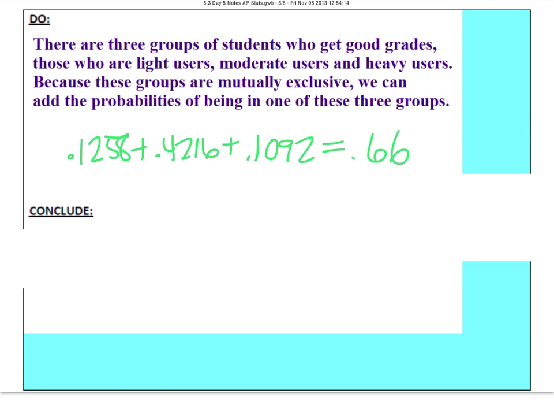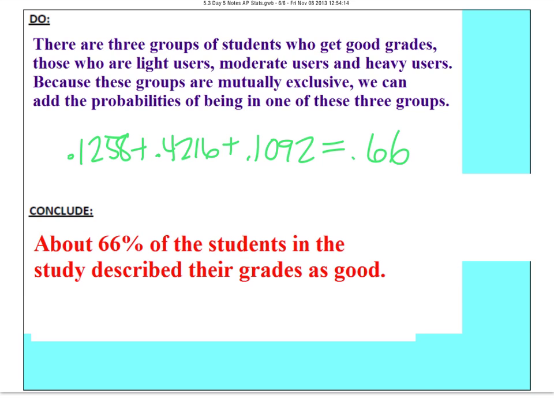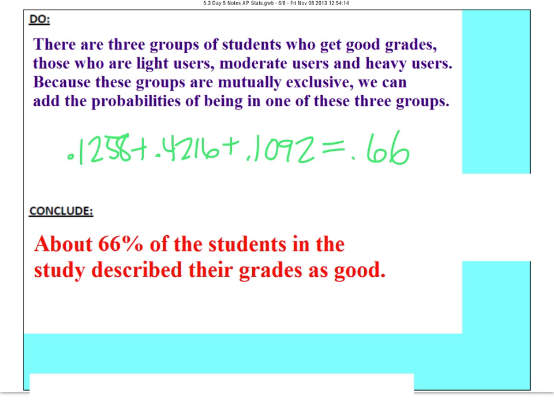Now let's just do our conclusion. So the conclusion, all we have to say: about 66% of the students in the study describe their grades as good.